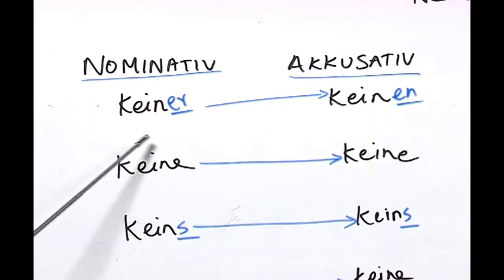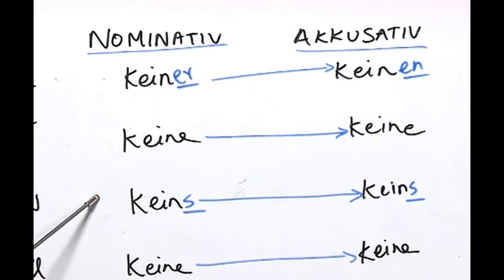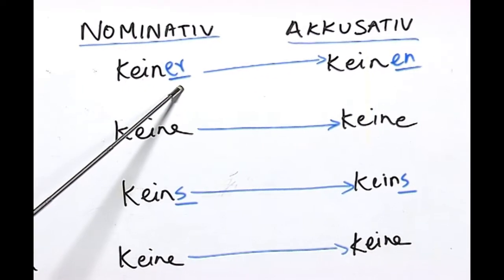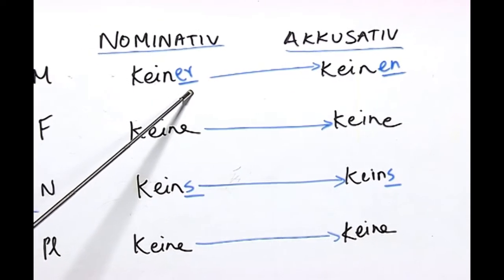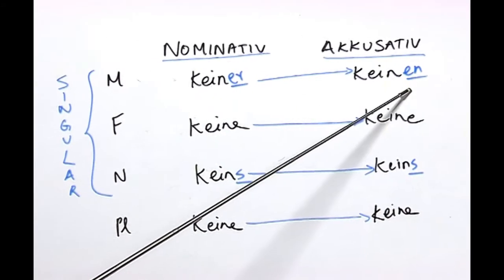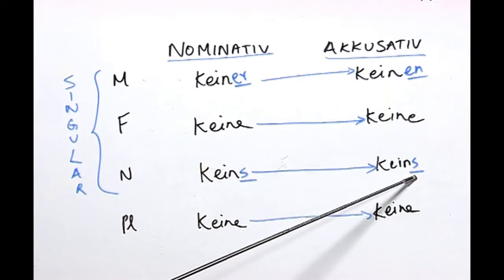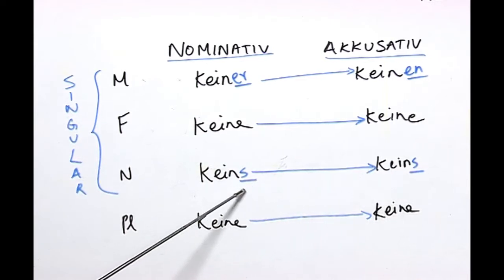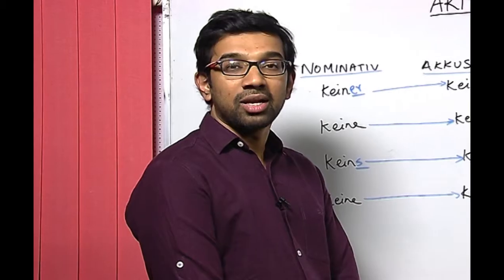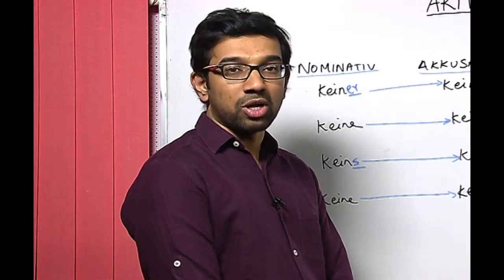So, here the rule is almost similar like the previous negation concepts, only here the ending is somewhat different. As you can see, it is er, which becomes en, and s in neutral remains s in accusative, which is the same form as in nominative. Now, let us look at some examples where the negative article functions as pronoun.